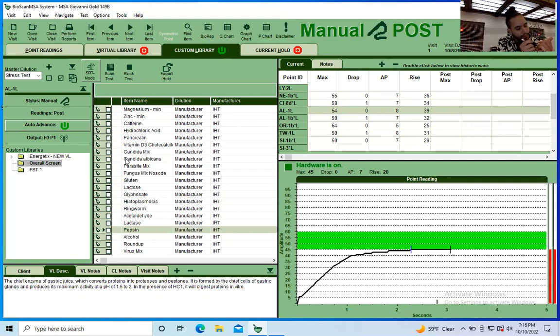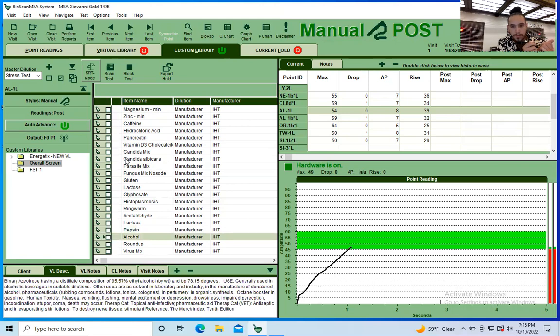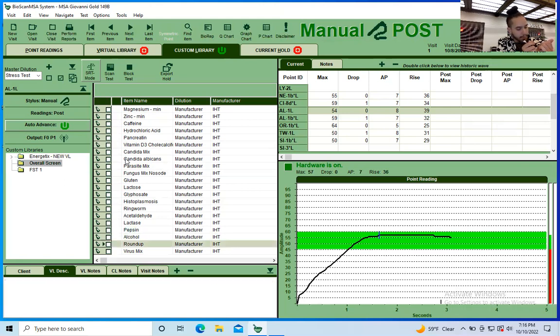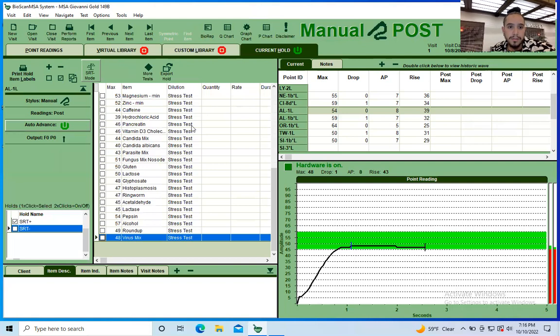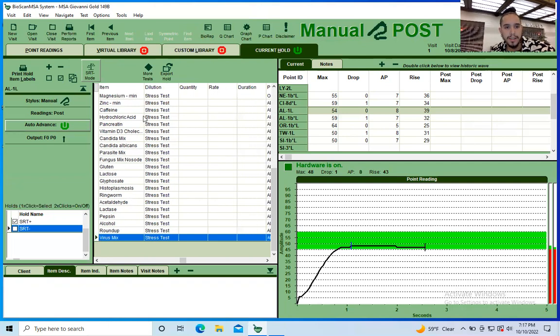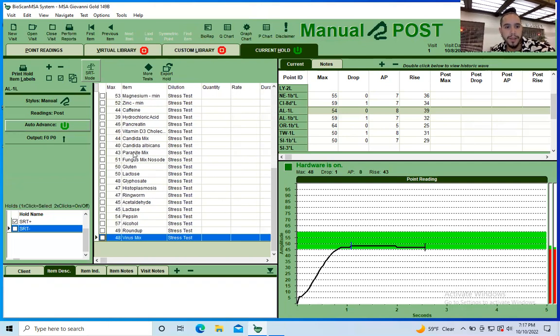Alrighty. So based off of this analysis, it's looking like my magnesium levels are good, zinc is good, slight resistance to caffeine, low hydrochloric acid, a little bit of candida. Everything else looks pretty good.